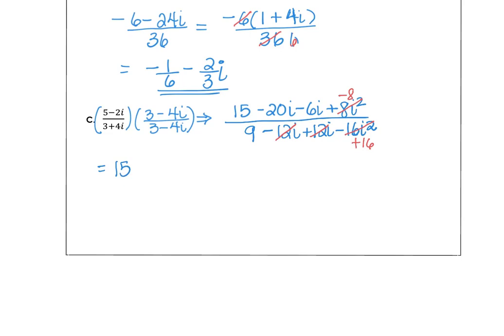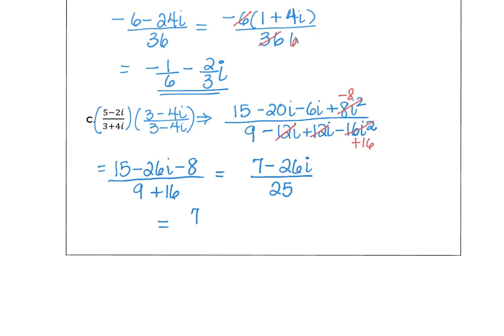So we have 15 minus 26i minus 8. And then we have 9 plus 16. So 15 minus 8 leaves us with 7 minus 26i in the numerator and 25 in the denominator. And then simplifying into a complex number, the real number part plus the imaginary part, 7 over 25 minus 26 over 25i. And we have finished Lesson 8 in Unit 4.